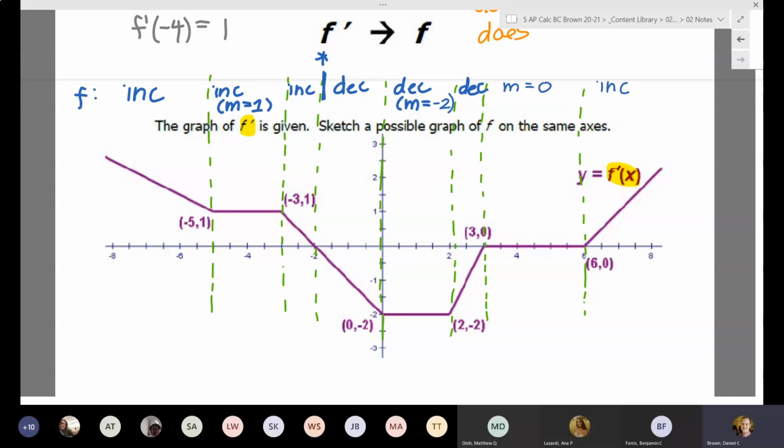Any questions on how I determined where the graph was increasing or decreasing before we talk about the concavity?